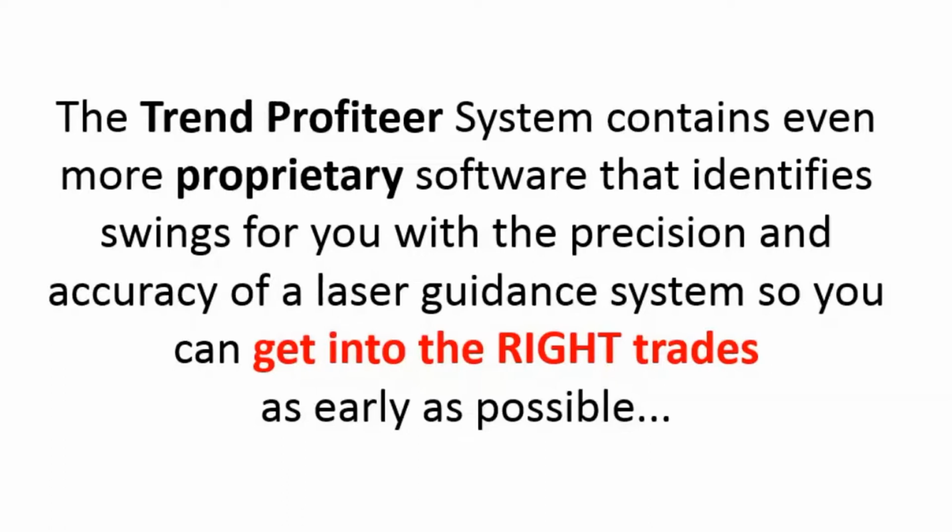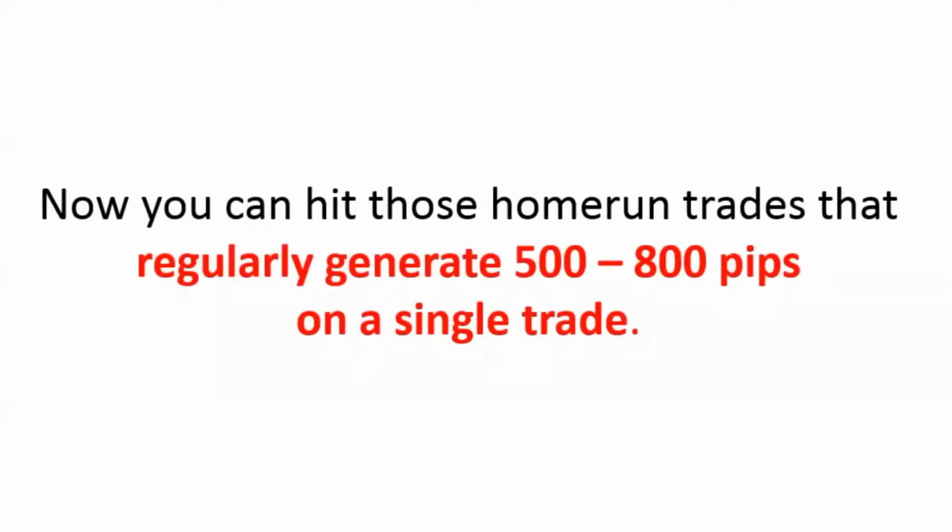Remember secret number 3 from earlier, how to identify swings with pinpoint accuracy? Well, the Trend Profiteer system contains even more proprietary software that identifies swings for you with the precision and accuracy of a laser guidance system so you can get into the right trades as early as possible. Now you can hit those home run trades that regularly generate 500 to 800 pips on a single trade.